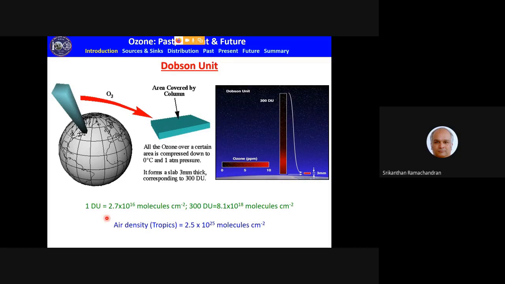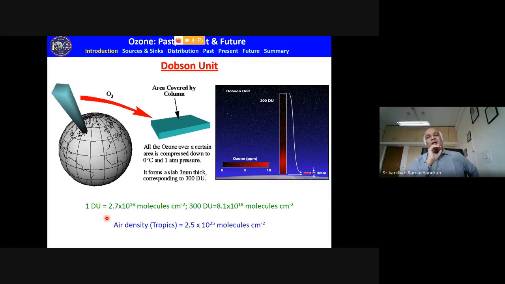The measure of the ozone that is present in the Earth's atmosphere is named after him, and the unit is called Dobson unit. So 1 Dobson unit corresponds to about 2.7 into 10 to the power of 16 molecules per centimeter squared. So if you take all the ozone that is present, it will translate into something like 300 Dobson unit, and that is equivalent to 8 into 10 to the power of 18 molecules per centimeter squared.